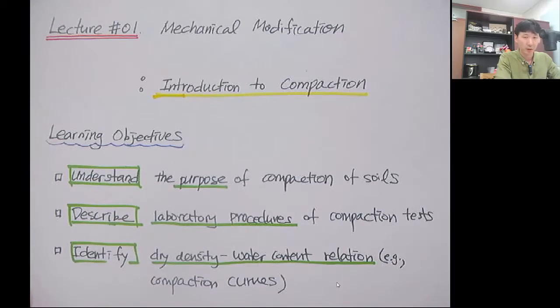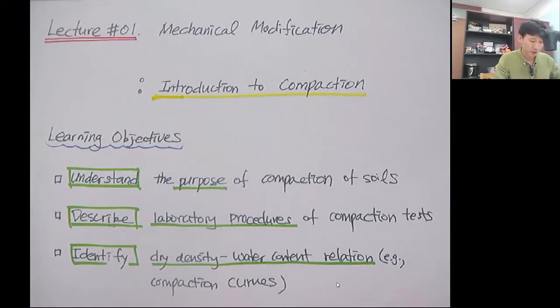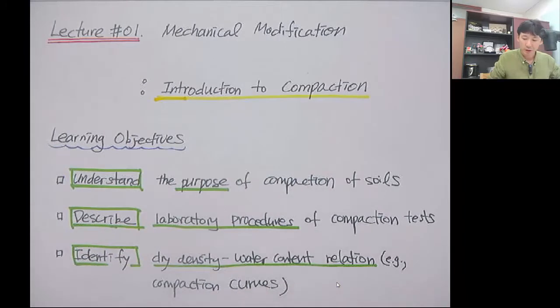The part 1 mechanical modification. As a part of the mechanical modification, today we'll talk about the compaction. The learning objectives of today's lecture is to understand the purpose of the compaction of soils and to describe the laboratory procedures of the compaction test and to identify the dry density and water content relations such as the compaction curve.